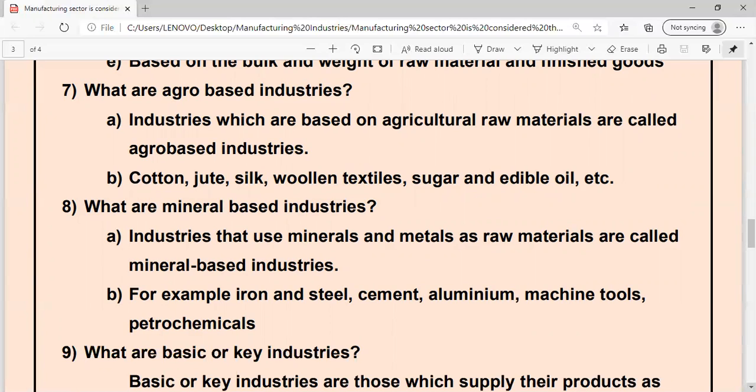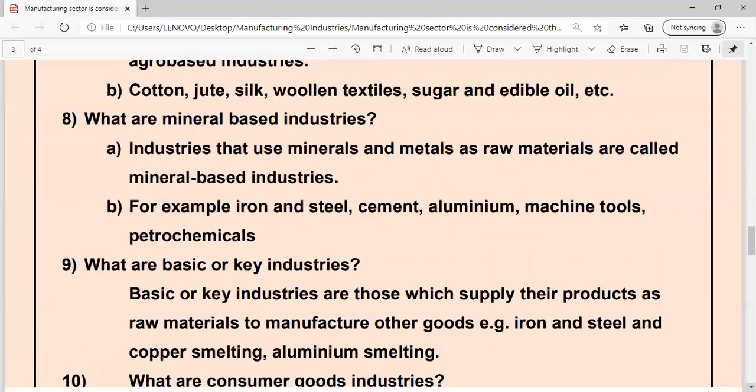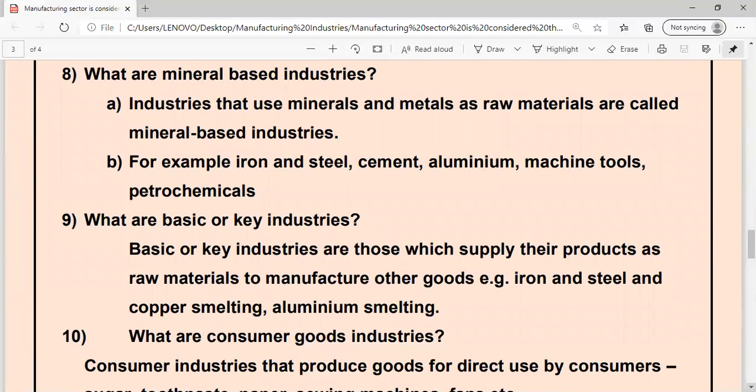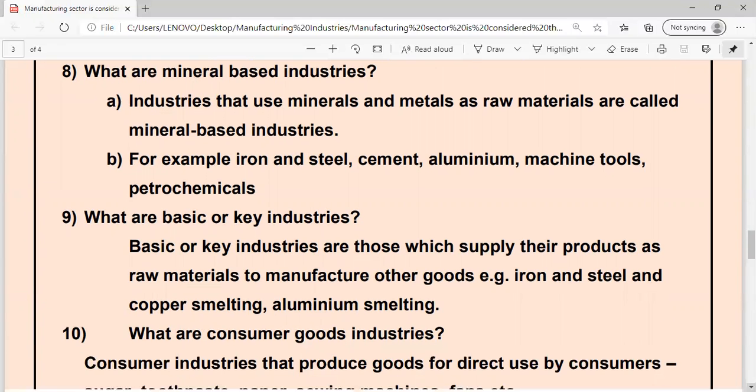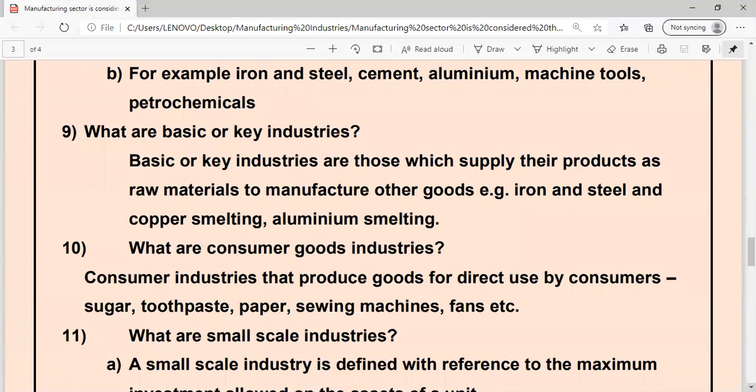Now, what do you mean by mineral-based industries? Industries which are depending on minerals are known as mineral-based industries, like iron and steel, cement, aluminum, machine tools, and petrochemicals. Now, what do you mean by basic or key industries? That means important industries. The industries which are supplying raw materials to manufacture consumer goods, like iron and steel, copper smelting, aluminum smelting.